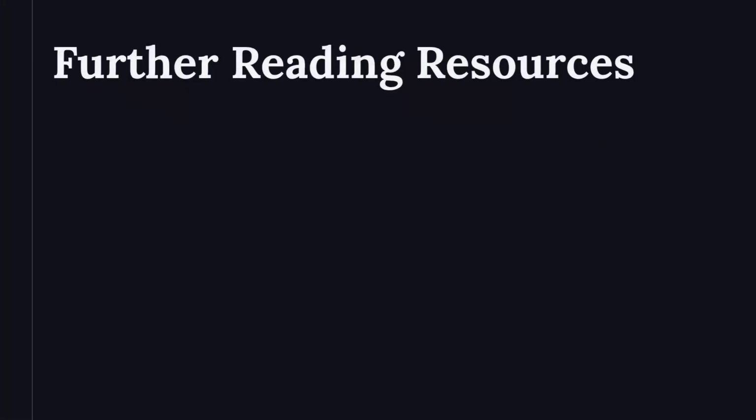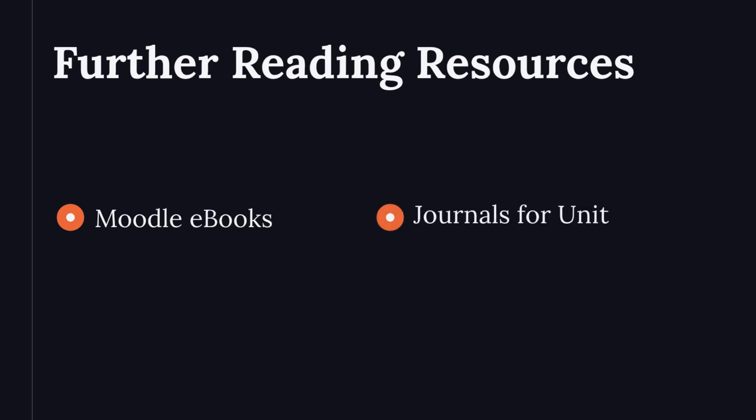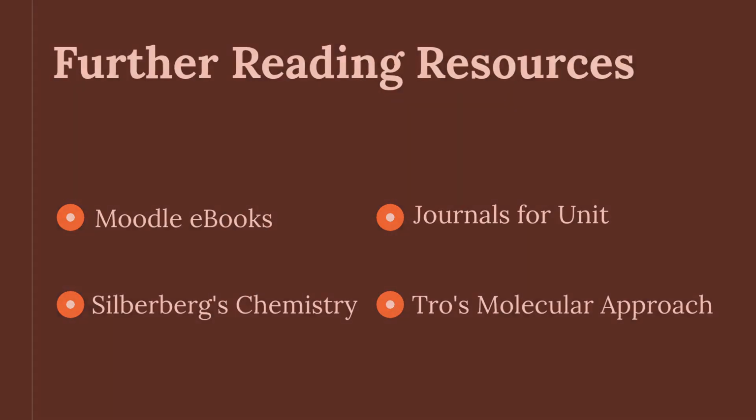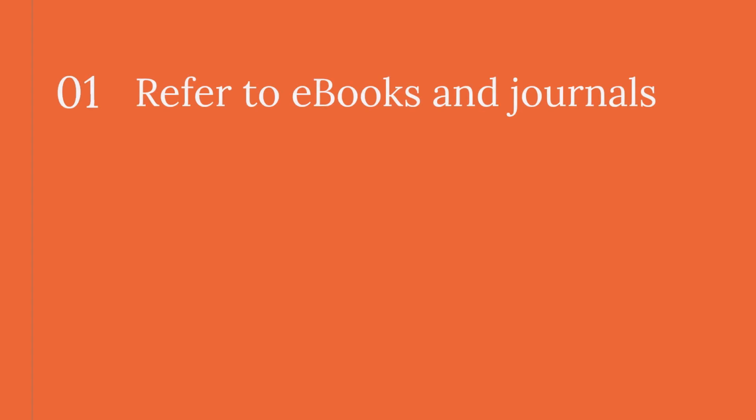For further reading, refer to the ebooks and journals on the Moodle for this unit. Additional resources include Chemistry: The Molecular Nature of Matter and Change by Silberberg and Amateis. Chemistry: A Molecular Approach by Tro is also recommended. These references provide in-depth knowledge. Ensure to consult these for comprehensive understanding. Refer to the ebooks and journals for additional resources.